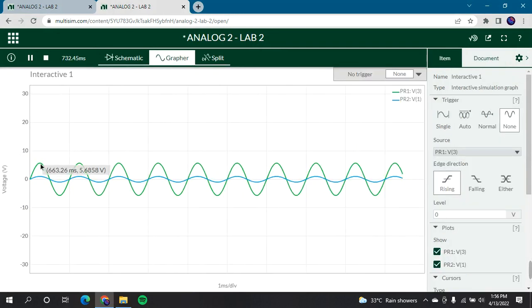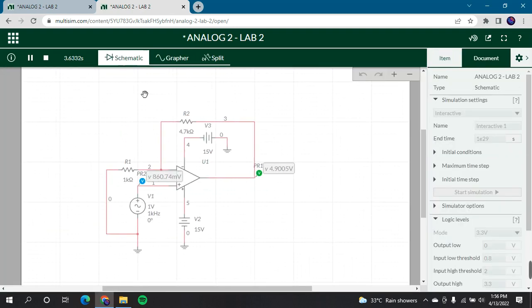Okay, as we can see here, for the non-inverting amplifier, the RF is 4.7K, but the value is higher, 5.6 volt, higher than 4.7. It is because the output gain becomes positive in value, and the gain will be 1 plus RF divided by Rin. As we can see here, Rin is 1K.